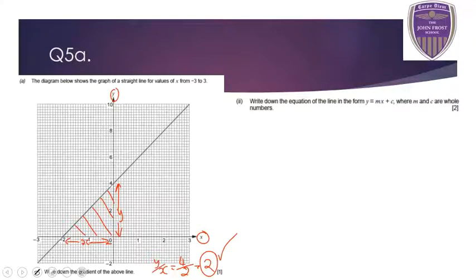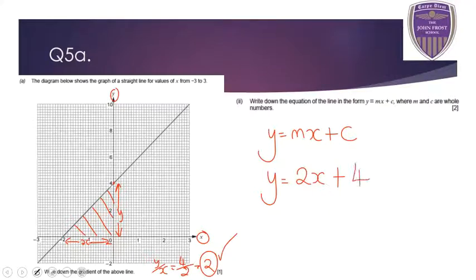Then it says, write down the equation of the line in the form y equal to mx plus c. We've just worked out the gradient, so it's definitely 2x. The c value is where it crosses the y-axis, which is 4. That's your gradient, and this is your y-intercept.